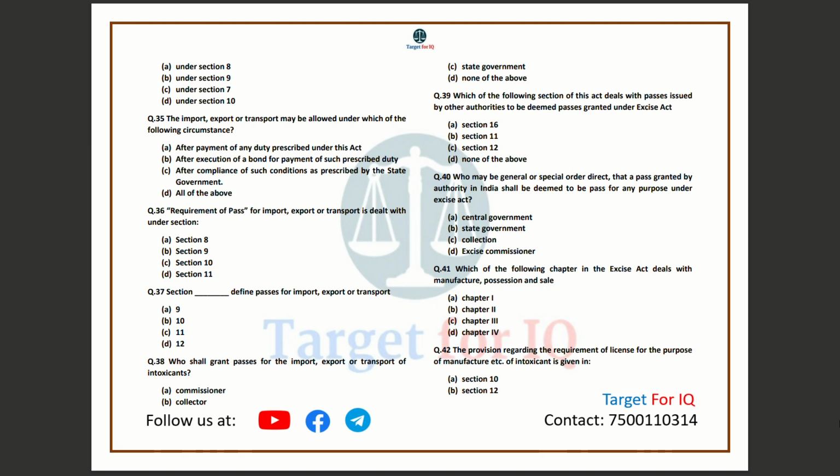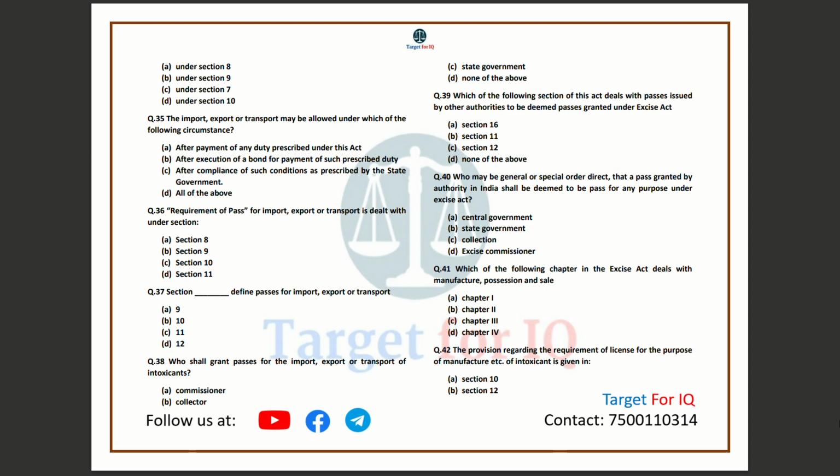Question number 40. Who may by general or special order direct that a pass granted by authority in India shall be deemed to be a pass for any purpose under Excise Act? Option A, central government. Option B, state government. Option C, collector. And option D is excise commissioner. The correct answer to question number 40 is option D, that is excise commissioner.